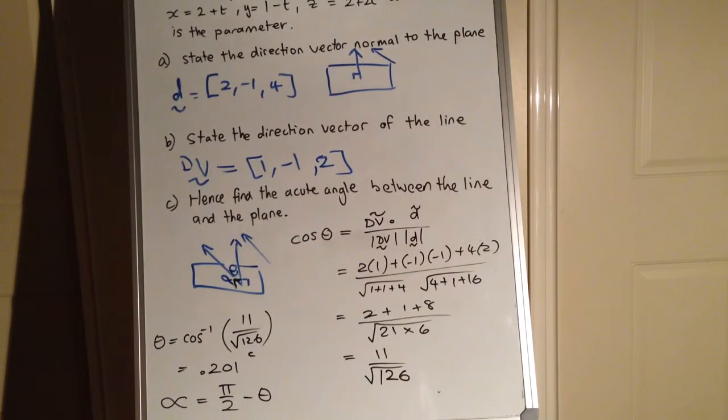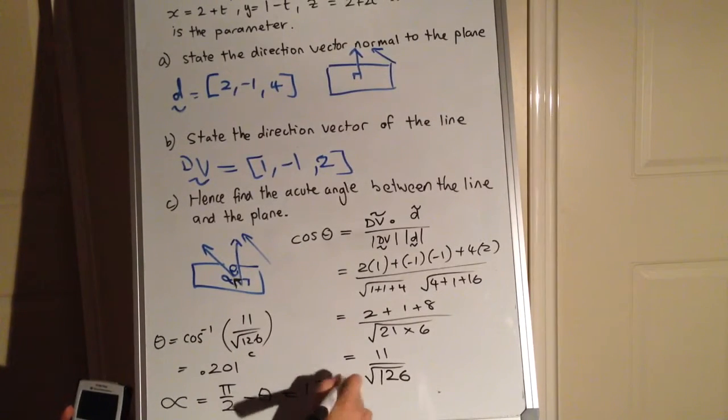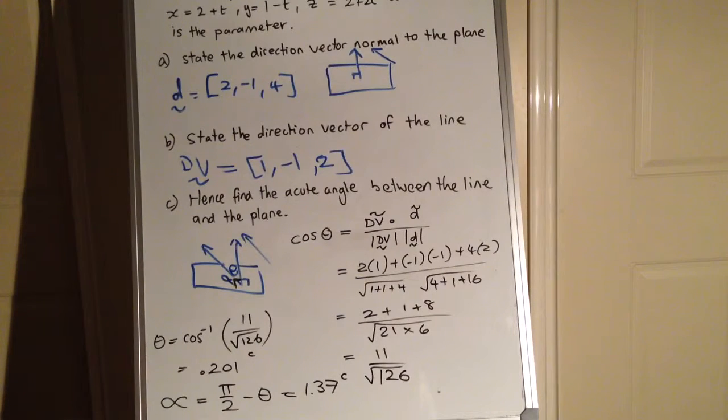So again, it's just a matter of rearranging. We find that alpha equals pi on 2 take theta. So in this case, we can use our calculator to get an approximation for the angle in terms of radians, or if you want, in terms of degrees. And we should end up getting something along the lines of 1.37 radians to 3 significant figures. And that is the acute angle between the line and the plane.